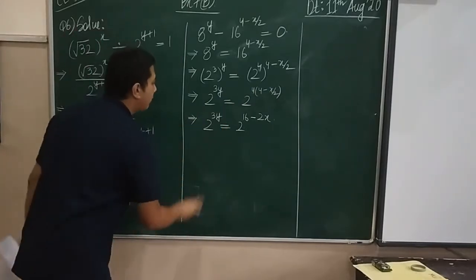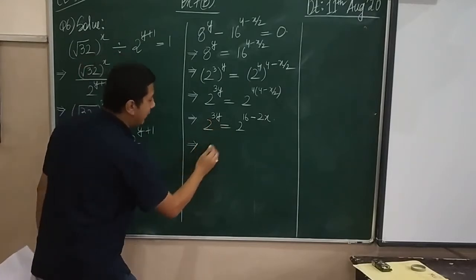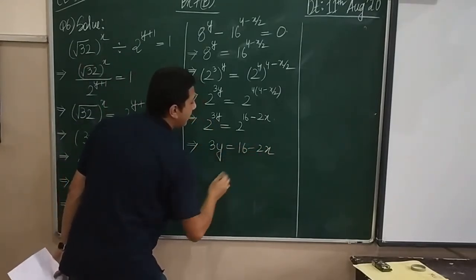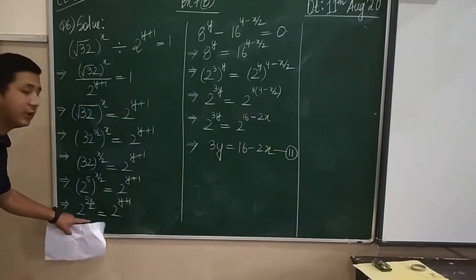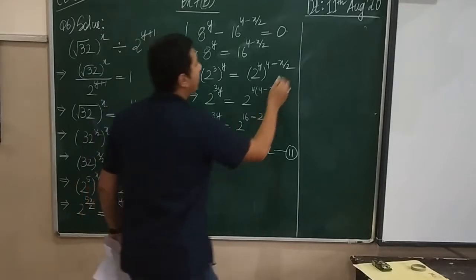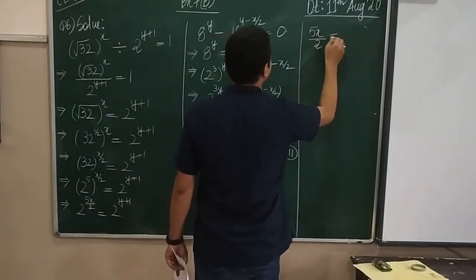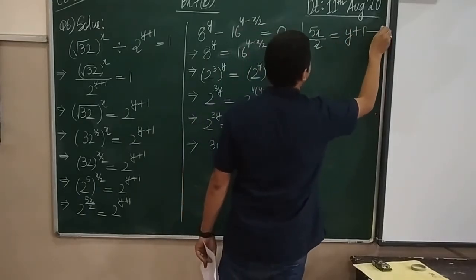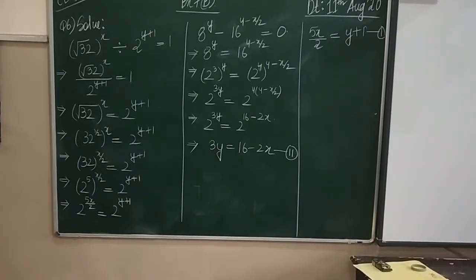Alright, so from here we will be getting 3y equals 16 minus 2x. Let's keep it as equation number 2. And from here I'll be getting 5x by 2 equals y plus 1. Let's keep it as equation number 1. So we have got two equations, equation 1 and equation 2. Now we will be solving these two equations.